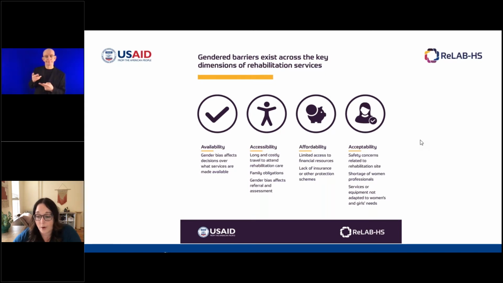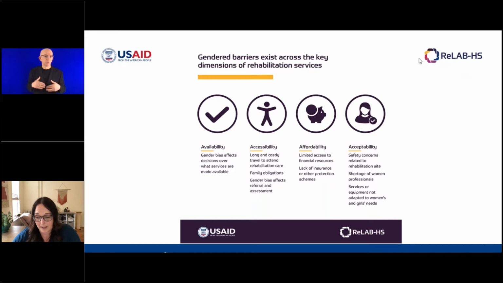And moving on to affordability, we know that rehabilitation and assistive technology can represent an extremely high out-of-pocket expense, and that women have a higher likelihood of having a lower socioeconomic standing or not having insurance, which can be a significant barrier in women's decision to participate in rehabilitation. And women with disabilities in particular are even more likely to face these barriers. And there's very strong evidence that disability and poverty are strongly interlinked.